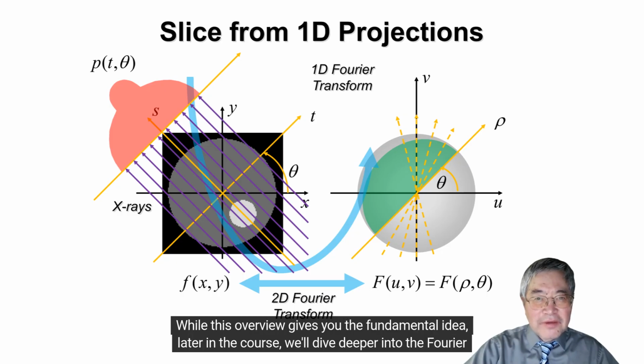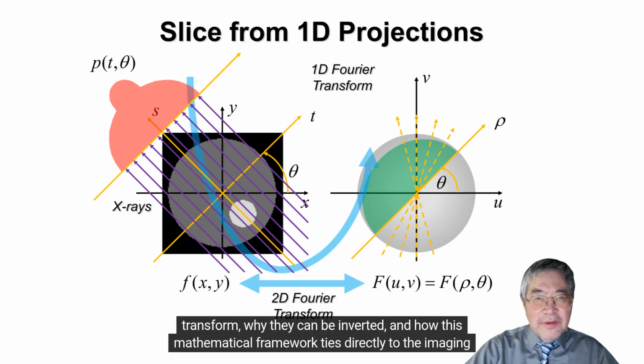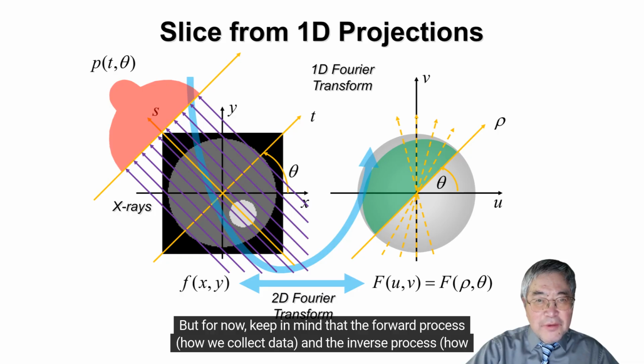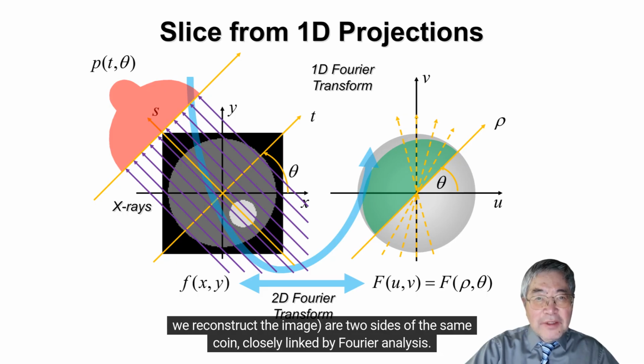While this overview gives you the fundamental idea, later in the course we'll dive deeper into the Fourier transform, why they can be inverted, and how this mathematical framework ties directly to the imaging process. But for now, keep in mind that the forward process, how we collect data, and the inverse process, how we reconstruct the image, are two sides of the same coin, closely linked by Fourier analysis.